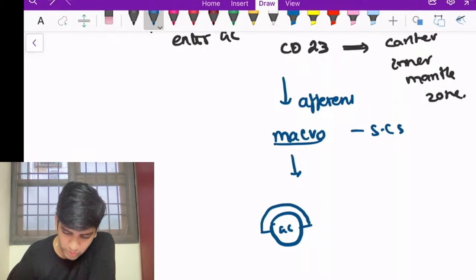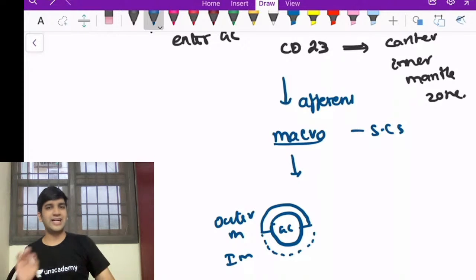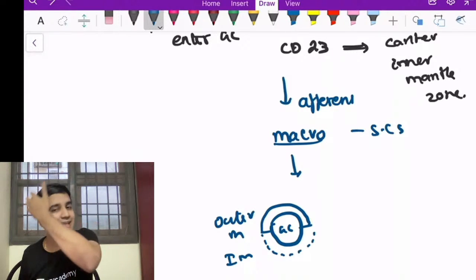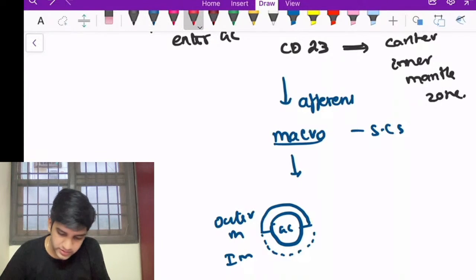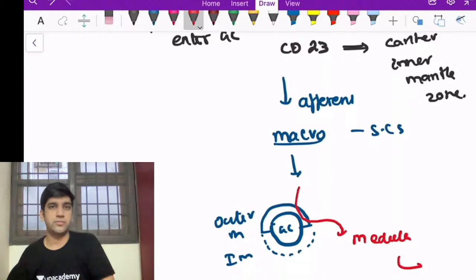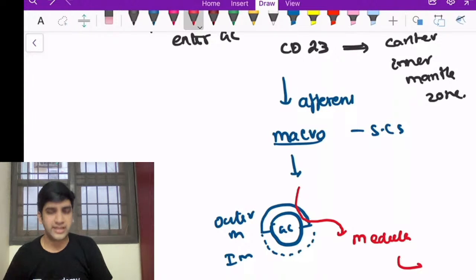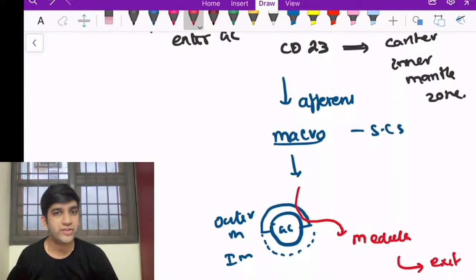I have something called an outer mantle zone, and I have something called an inner mantle. I have drawn dotted lines in the inner mantle, right? It is not exposed to anything. It's a naive B cell. So what will happen is they cannot go into the inner mantle because they have CD23, right? So what happens to a naive B cell here is they'll come here, they'll go through the outer mantle, they go outside, and they escape into my medulla. Once they go to the medulla, automatically they're going to go outside the entire lymph node, right? It exits from the lymph node, right? This is the normal routine of a naive B cell.